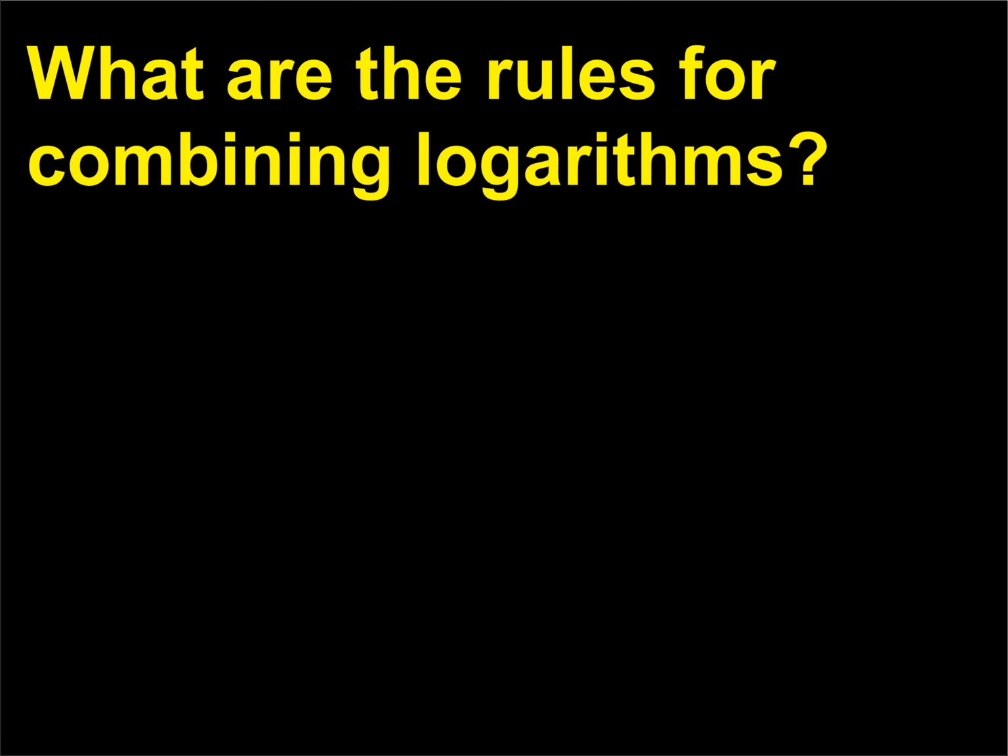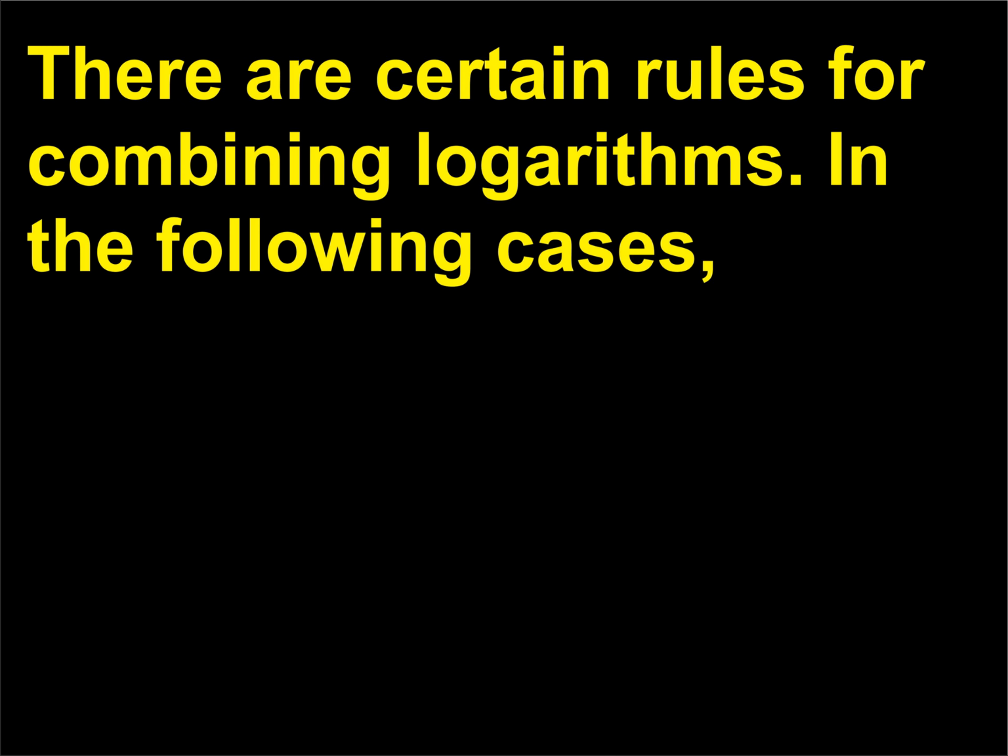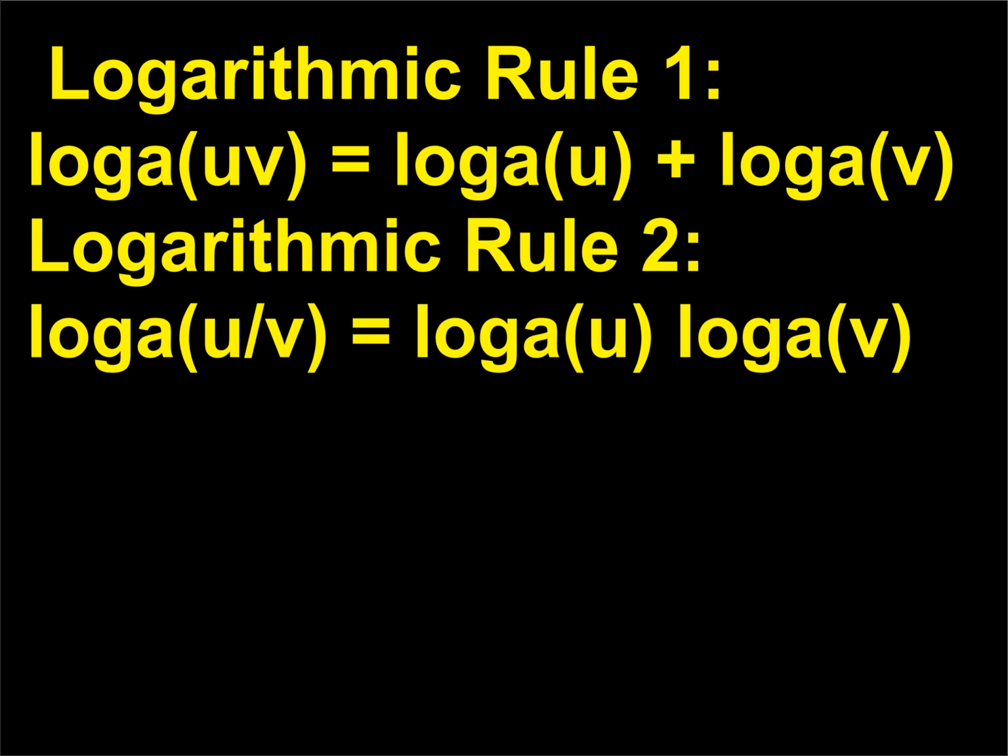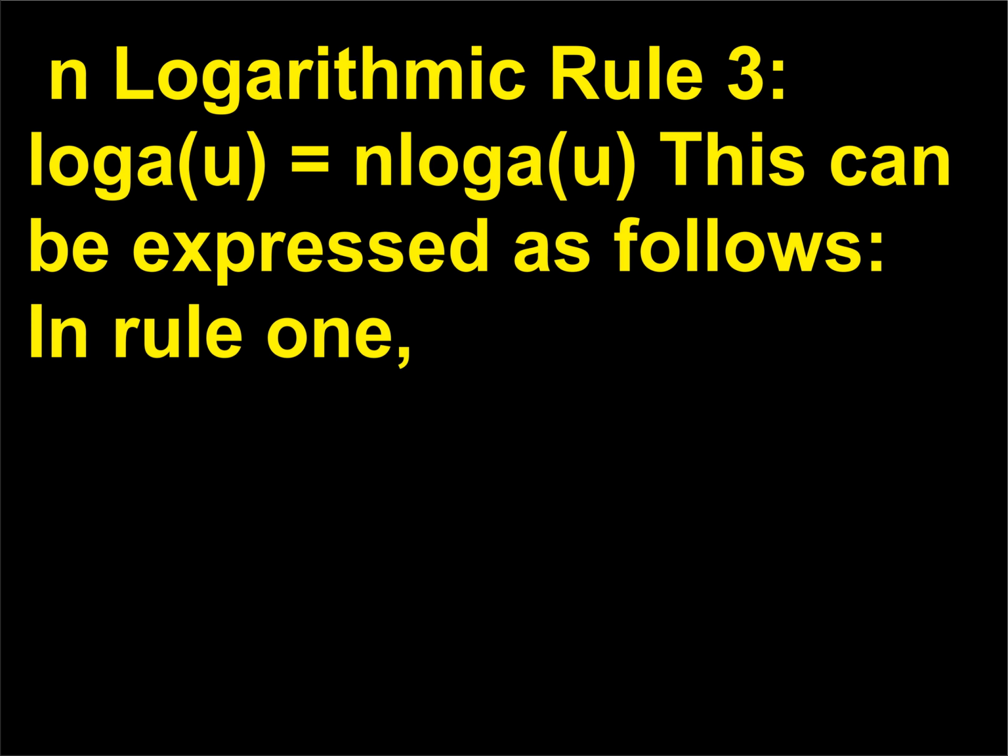What are the rules for combining logarithms? There are certain rules for combining logarithms. In the following cases, let a be a positive number that does not equal 0, n is a real number, and u and v are positive real numbers. Logarithmic rule 1, log_a(uv) equals log_a(u) plus log_a(v). Logarithmic rule 2, log_a(u/v) equals log_a(u) minus log_a(v). And logarithmic rule 3, log_a(u^n) equals n log_a(u).